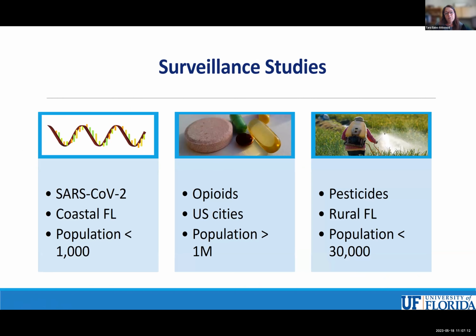So I'm going to walk through 3 case surveillance studies. The first 2 we've made pretty good headway on, and the last one related to agricultural communities, we're just getting started with, but I'm going to touch on that one just a little bit. The first one will be a story about SARS-CoV-2, so doing surveillance for that virus in a small coastal community in Florida. The second example is going to be large city surveillance of opioids, namely fentanyl, in 4 cities in the United States. And then I'll wrap up with talking about some pesticide work we're doing in a rural community in Florida.